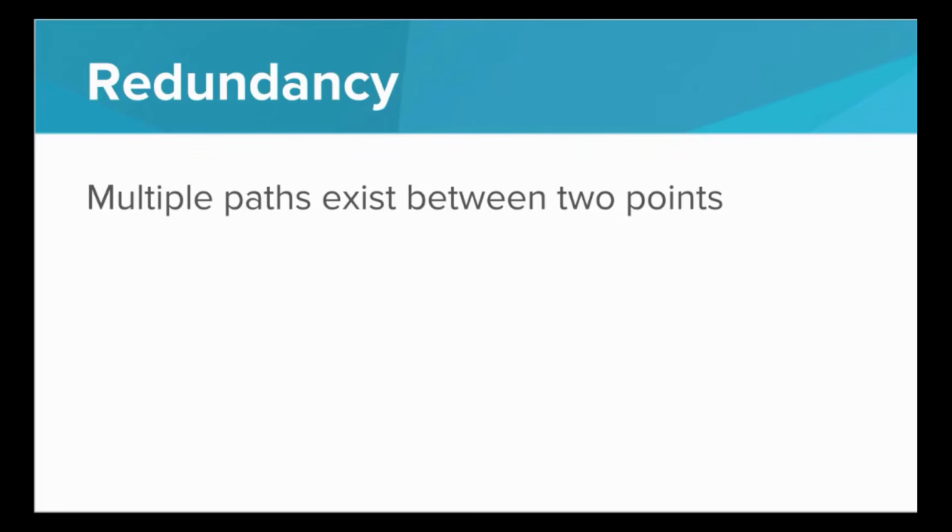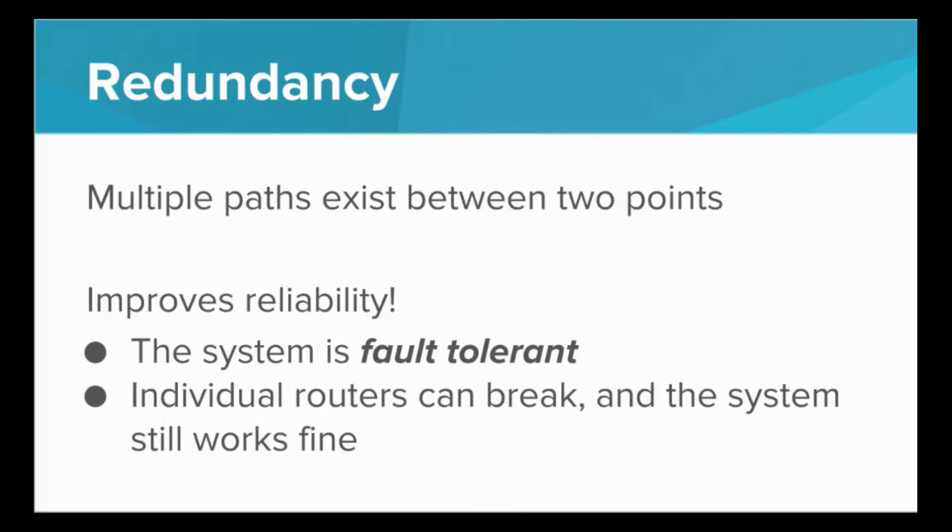Now, what's interesting to note is that there's a lot of redundancy here. There are multiple paths that exist between 2 points. And this may seem redundant, this may seem like extra work, there's too many connections. But this is actually a good thing. We don't want single connections between every computer. We want to have multiple paths because this improves the reliability of the internet. This makes it so that the system is fault tolerant. If an individual router breaks, which happens all the time, the system doesn't stop working altogether. Individual routers can break left and right, and the system still works fine.